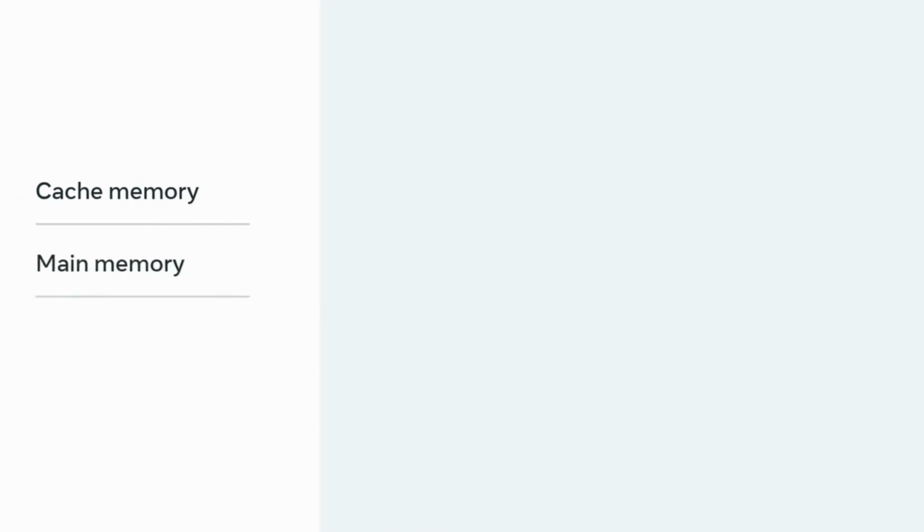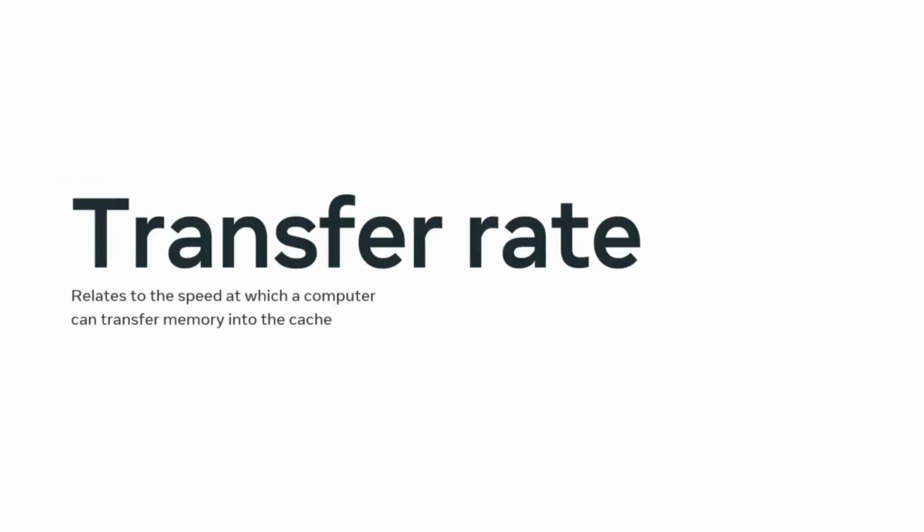You should know by now how to better understand the various layers of memory and should be able to describe the differences. You learned about the transfer rate, or the speed at which a computer can transfer memory into the cache for processing. You then moved on to time complexity, where you learned how to evaluate time efficiency, or gauge performance by the time taken to complete a task.